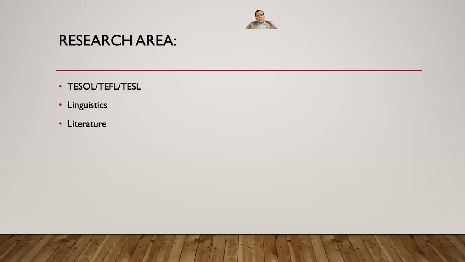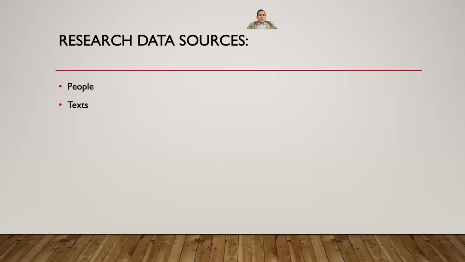Next is literature. You are also supposed to investigate the literature area. In literature, you have poetry or poems, drama, or songs and so on. So there are so many areas of research in literature. So by having such three areas, actually you can take the data sources from two different things: people and text.